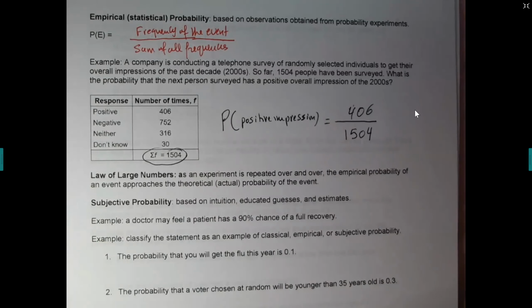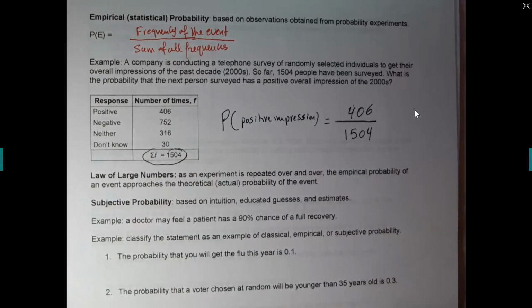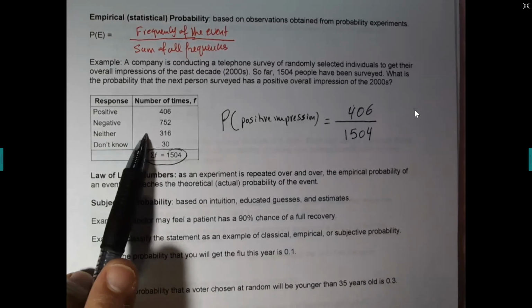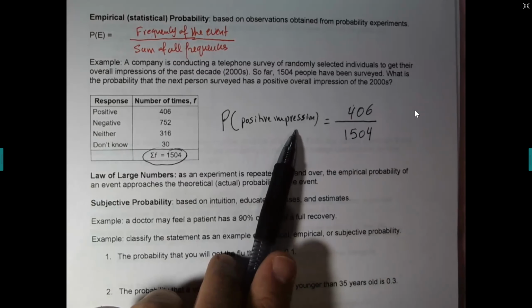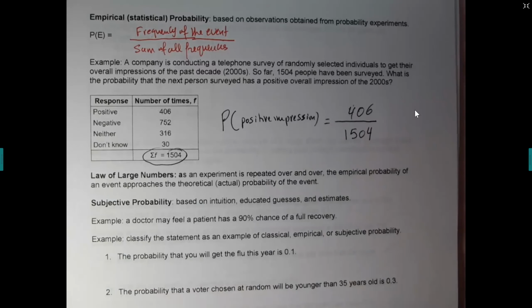A probability can never exceed 1, guys. It's always between 0 and 1. Don't flip the numerator and the denominator, otherwise you'll get an answer over 1. That's impossible. So it's 406 over 1504. I might give you this question on the test and ask you what's the probability of a negative impression. What would be your answer? 752 over 1504. Exactly. Or the probability of neither negative nor positive, it will be 316 divided by 1504.